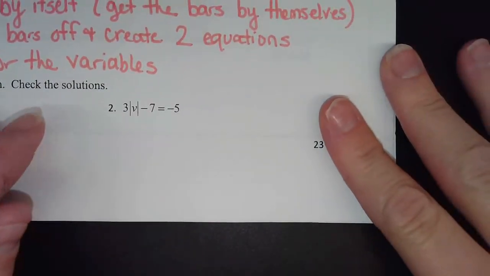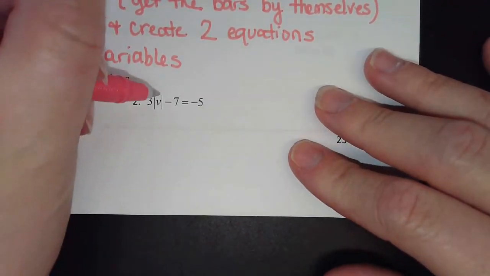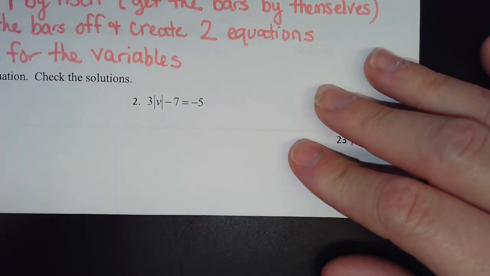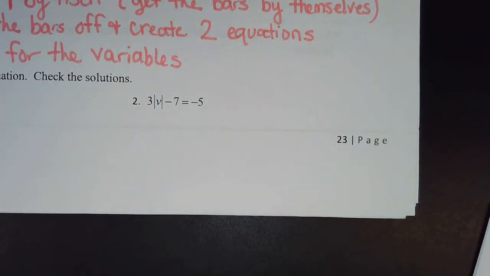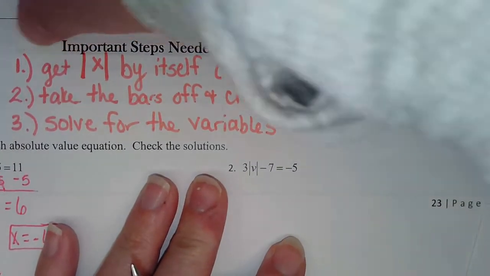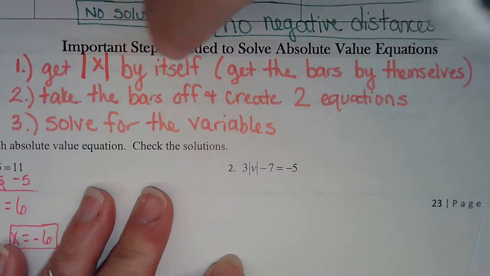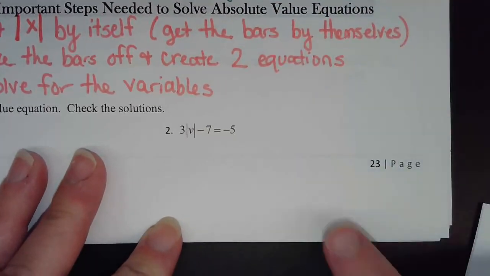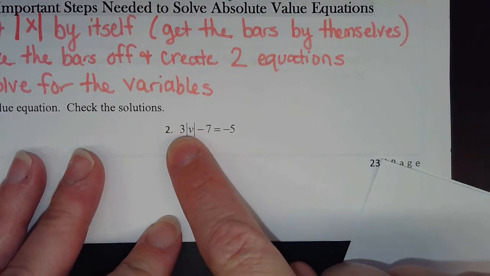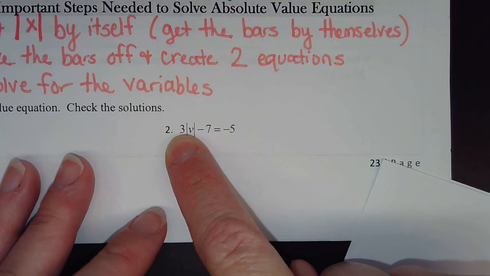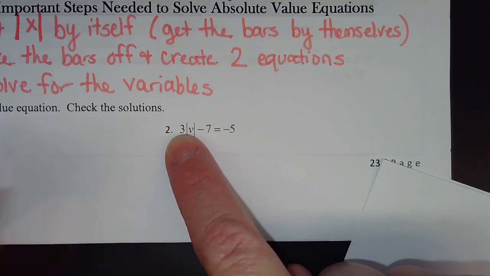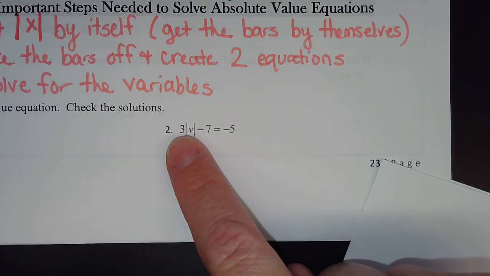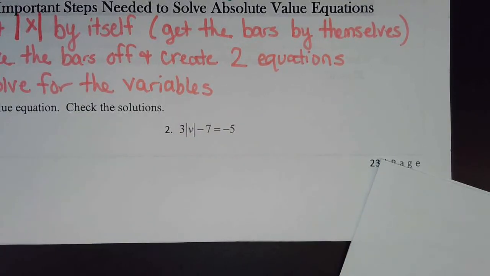Number 2. 3 absolute value of v minus 7 equals negative 5. So step 1, get the absolute value by itself. So you need to get the bars by themselves. You're going to be super tempted to distribute that 3. You can't though. These are bars. So like the 5th time, these are bars, not parentheses, guys. Don't distribute in. You're going to want to because you just always have, but don't do it.